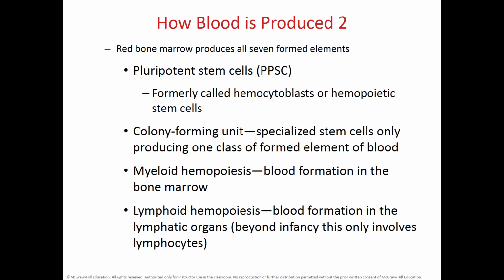We have two different categories of hemopoiesis. We have what we call myeloid hemopoiesis, which is the formation of blood within the bone marrow, and we have lymphoid hemopoiesis, which is the formation of blood in lymphatic organs that are outside of the bone marrow.